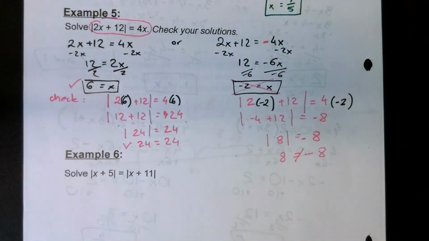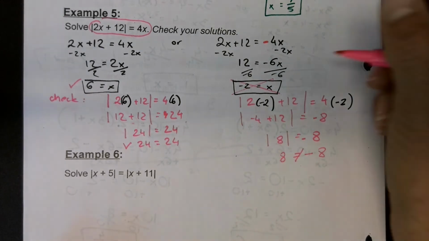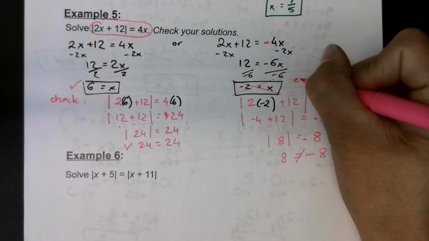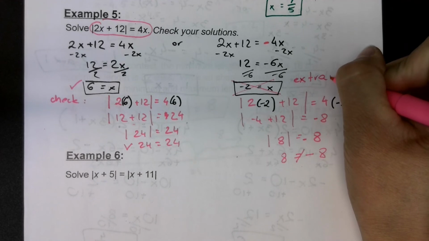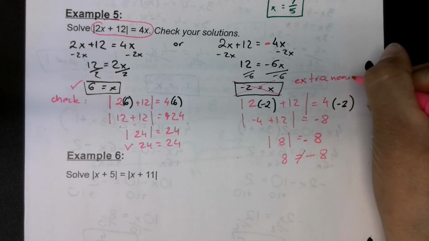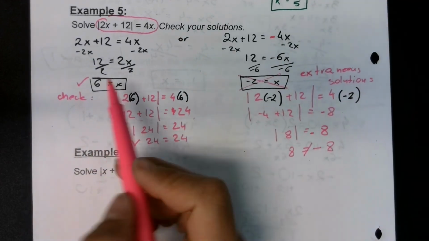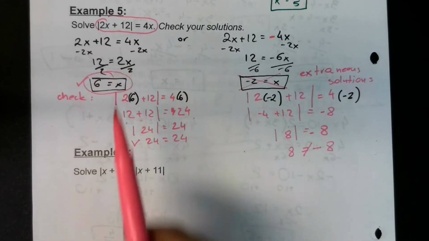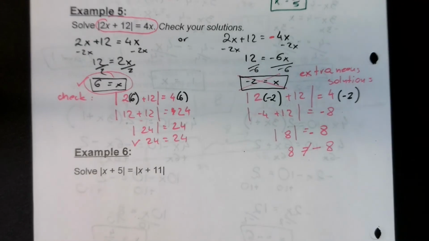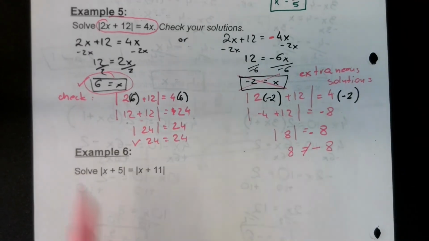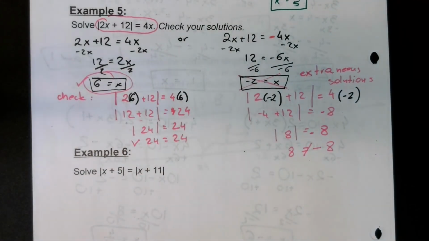So this solution is actually not part of the solution. We call it an extraneous solution. So this one really only has x being 6 as our solution. So when you see "check your solution," you expect that one of them will not actually work.